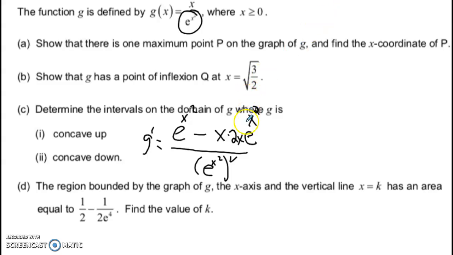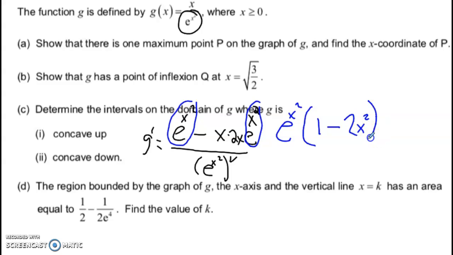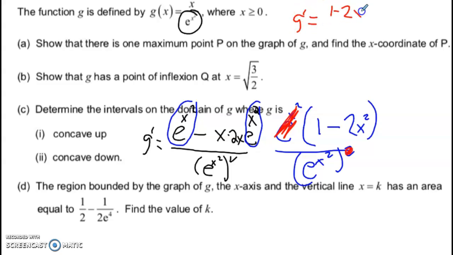And as gross as that is, I'm not going to worry about it because what I notice is that this has an e to the x squared, so does this. So if I factor out an e to the x squared, and this is why factoring is so important, I'm left with 1 minus, and if I multiply those, I get 2x squared, all over e to the x squared squared. But this can cancel with one of these. So this is what's left on top, and this is the bottom. So this is my derivative. I'm going to write that up here because I'm going to need that again in a minute: 1 minus 2x squared over e to the x squared.